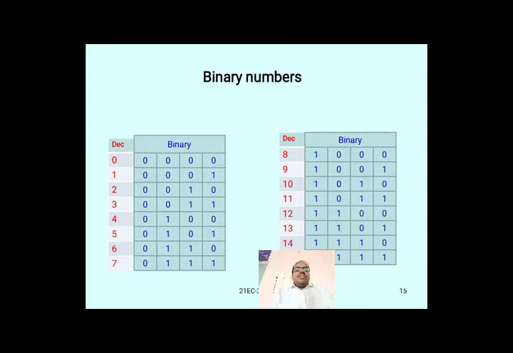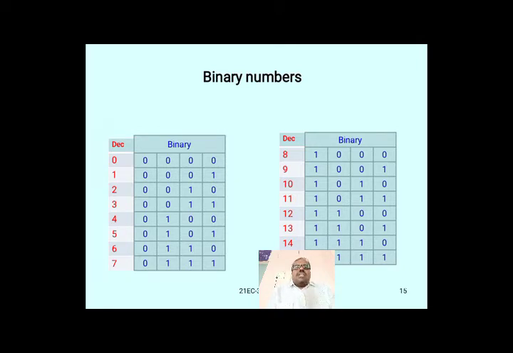Here we take the first value as 0: 0 into 2 power 0. Any number multiplied by 0 is 0 only. So we represent that 4-bit code as 0000. For 1, 1 into 2 power 0 is 1 only, and the rest are zeros: 0001.